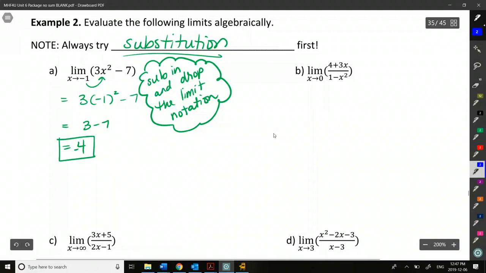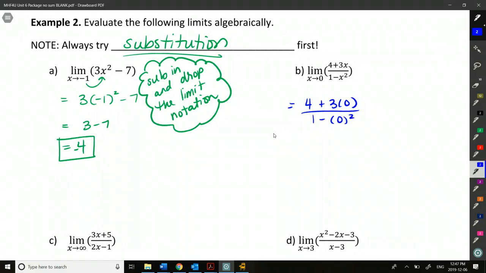Okay, let's try it out for the next one. See what happens if we sub in. As soon as I sub in, I get to drop that limit notation. Sorry? Well, we always have to try it first, or will there be a method to know substitution? Yeah, you kind of just have to try it. It's just a quick plug in and calculate kind of deal.